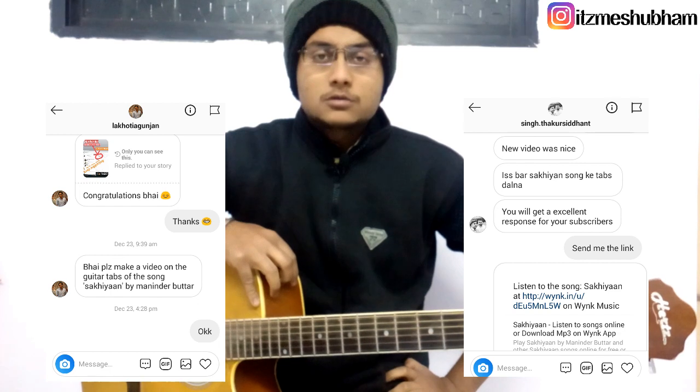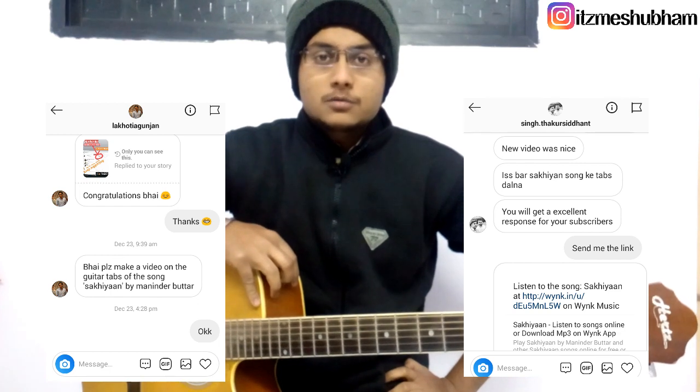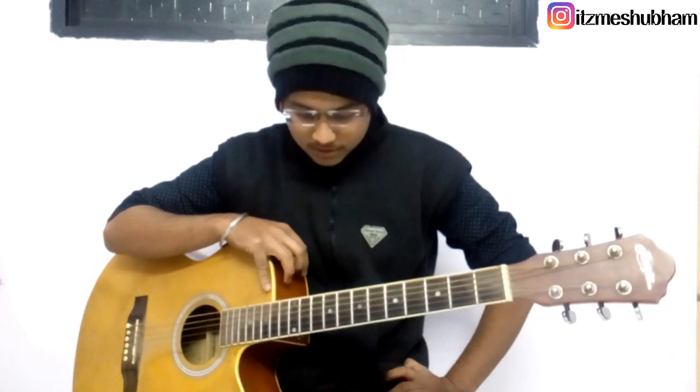Today we'll be learning how to play the tabs for the song called Sakhiyaan. It's a song sung by Maninder Buttar and it is quite a beautiful song and was requested to me by Siddhant Thakur and Gunjan. So shout out to both of them. And the tabs are easy, not that difficult. Only the same progression of tabs is played in different rhythm.